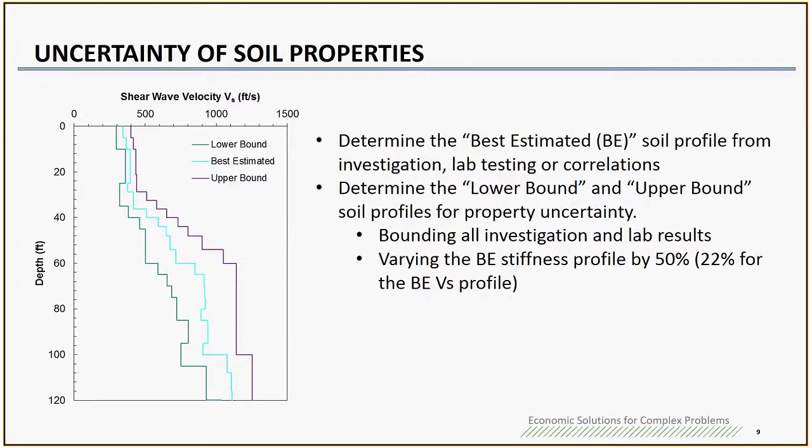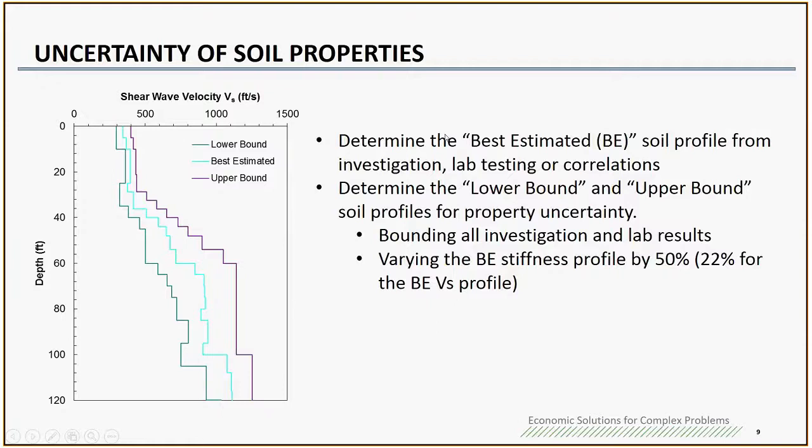The uncertainty of soil property has two folds. One is, as shown in this figure, just the variation of the Vs. Another issue is that they could have different depths of the soil profile to the rock.